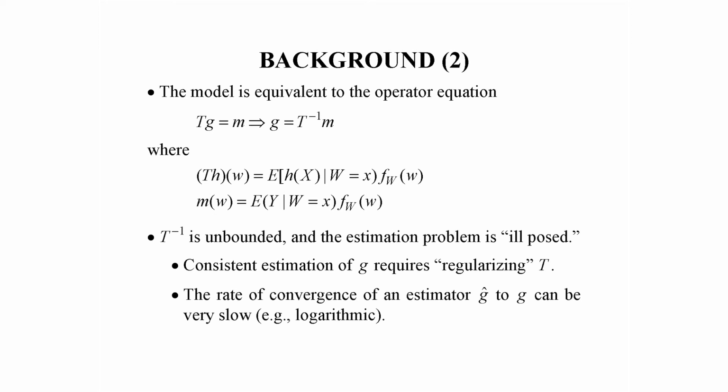So this has been known for over 100 years because this Tg equals m thing is a Fredholm equation of the first kind, and it's turned out to be extremely important in mathematics and image denoising and medical imaging. And in fact, whether some people can live or not depends on whether this problem is solved correctly. So there's a huge literature on these kinds of problems.